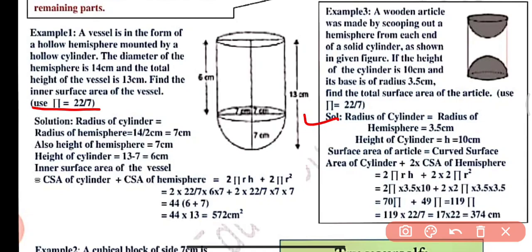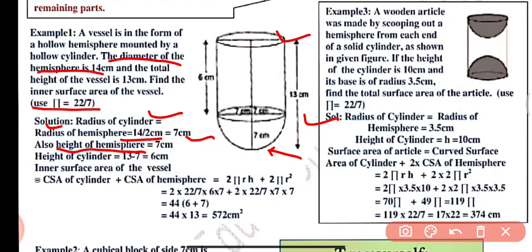So we are having a vessel in the form of hemisphere base and cylinder is mounted on the hemispherical base. So we are given the diameter of hemisphere. So diameter of hemisphere as well as diameter of cylinder will be same, that is 14 centimeters. So radius will be half of the diameter, that is 14 by 2. So this will be 7 centimeter.